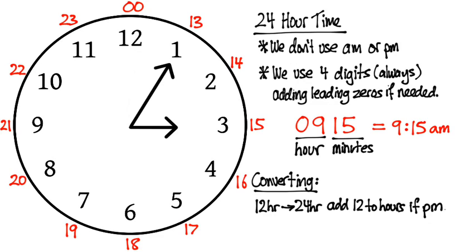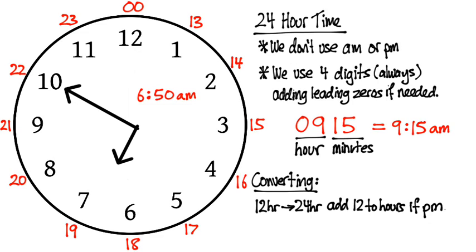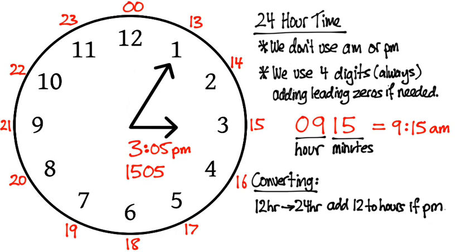So let's have a look at this clock face. It's showing 3:05, so we say 3:05 PM if we were using 12-hour time. Because it's in the afternoon, I'm going to add 12 to the hours. So 3 plus 12 gets me 15. 15:05, the minutes don't change. We would say that 3:05 in the afternoon is 15:05, 24-hour time.